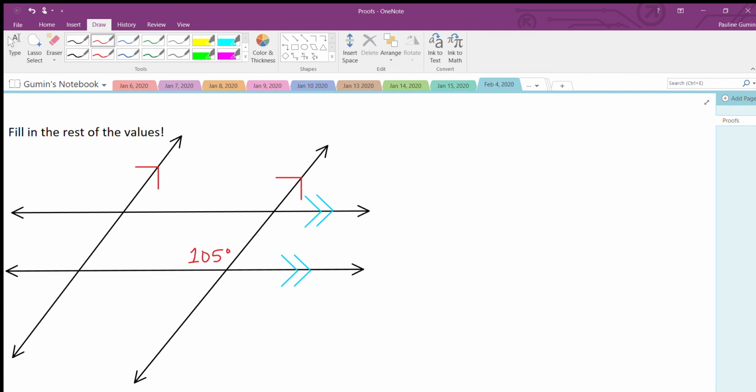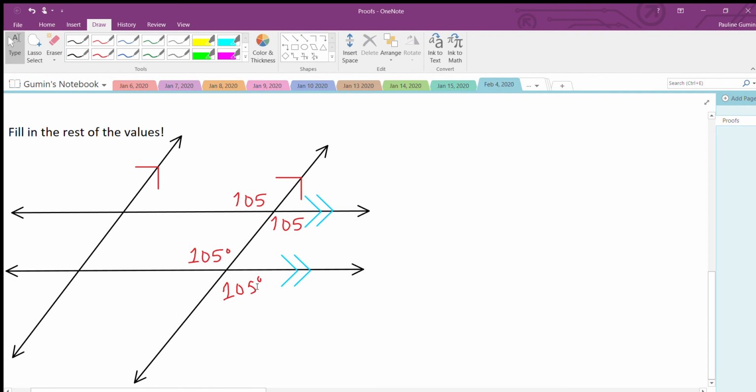I'm going to write a 105 right here because they're vertical angles. I wonder if I could lasso this 105 and copy it. Okay, we're going to see if this works. These two are vertical, and here is a corresponding angle, so I can put 105. Oh, it worked. I can put a 105 right here. And then I have another vertical angle, boom, 105 right there. Okay, let's continue. I can fill in the other 4 values.